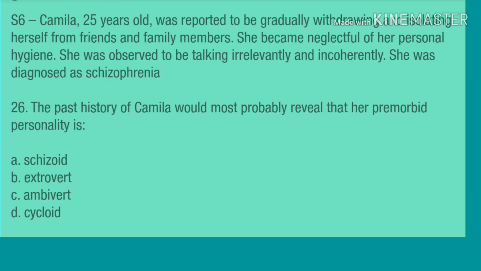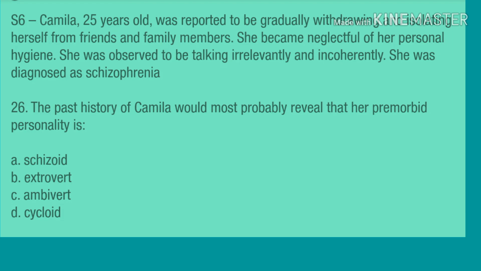Answer A. Situation 6. Camilla, 25 years old, was reported to be gradually withdrawing and isolating herself from friends and family members. She became neglectful of her personal hygiene. She was observed to be talking irrelevantly and incoherently. She was diagnosed as schizophrenia.